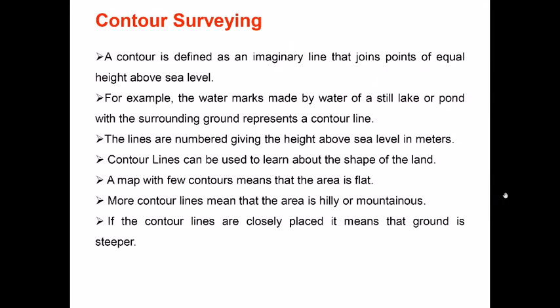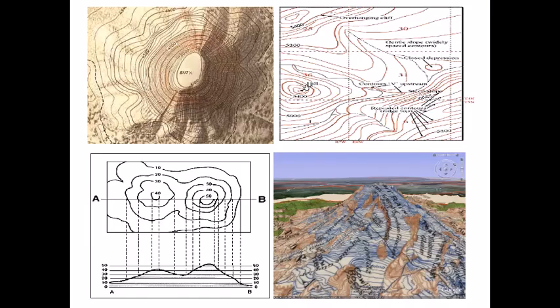So let's see the definitions. A contour is defined as an imaginary line that joins points of equal height above sea level. Whenever you follow one single contour line, wherever it goes, that means the elevation along this line, or of all the points on this line, is the same.